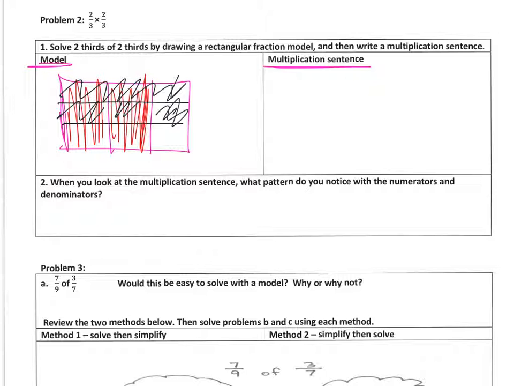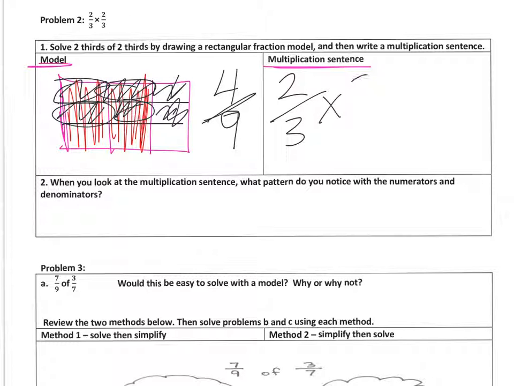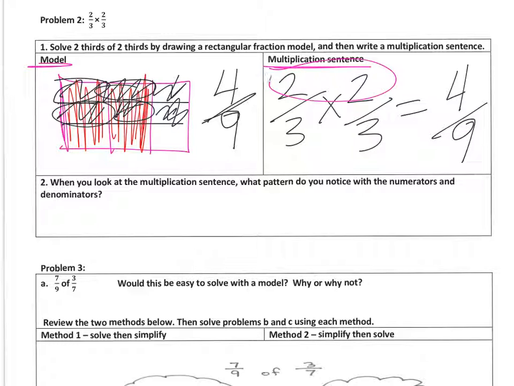And how many do we have double shaded? 1, 2, 3, 4 out of 9. So we have 4/9. So let's see, 2/3 times 2/3 equals 4/9. Let's just double check and multiply across. 2 times 2, yep, that's 4. 3 times 3, yep, that's 9. We must be correct.